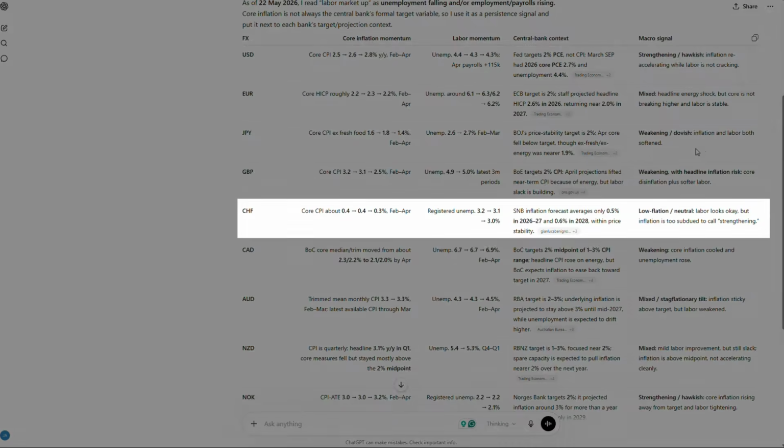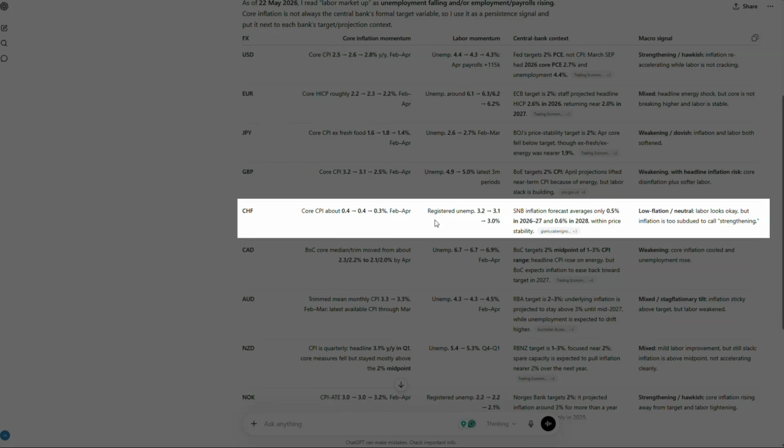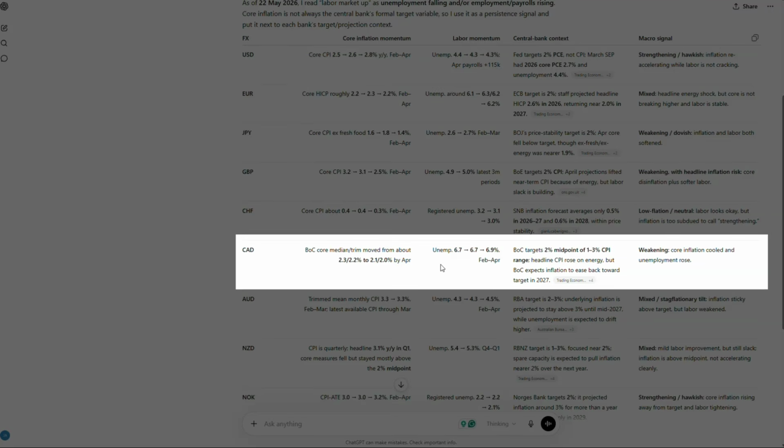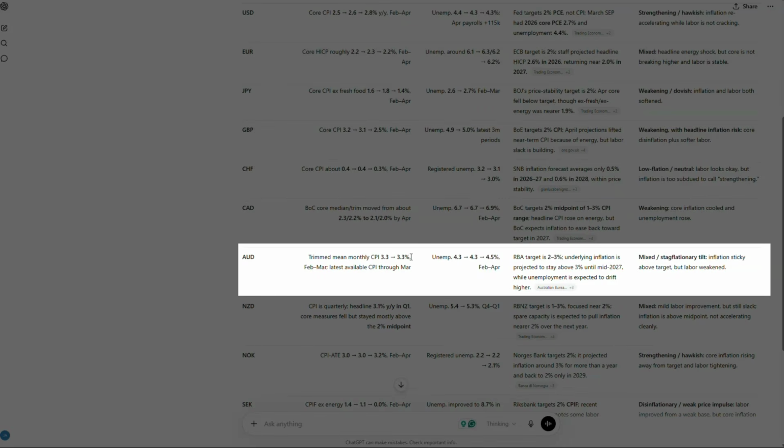Okay, for instance, Swiss franc, obviously inflation is within the central bank's target band. The Swiss National Bank targets inflation between 0% and 2%, while inflation is at 0.3%. Labor market is okay, but essentially inflation is well subdued and the central bank is going to be dovish because of it. Obviously, the Canadian dollar, very dovish context because inflation is moving lower and the unemployment rate is moving higher. The Australian dollar was pretty hawkish since about a couple of days ago.